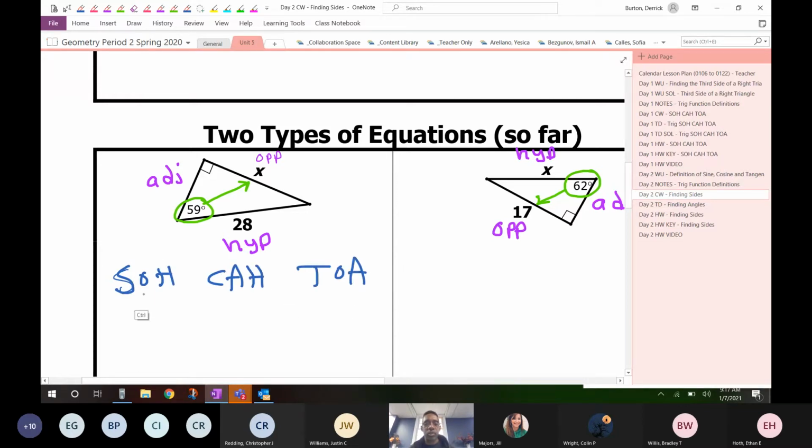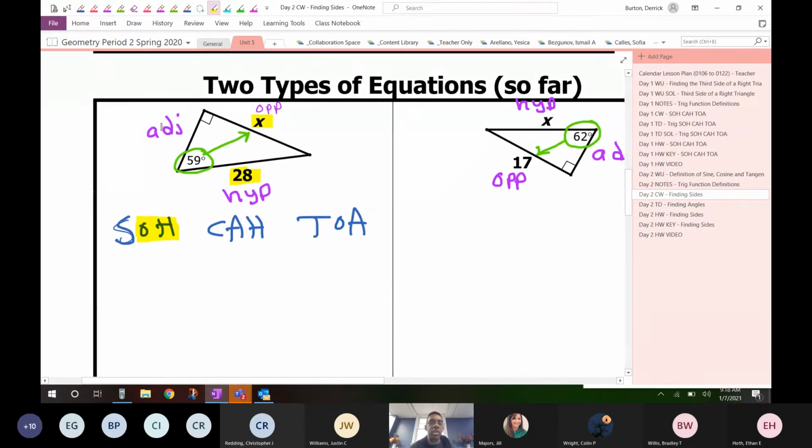You have to decide which one of these we're going to use. Notice the 28 is the hypotenuse. The x is opposite. So that's opposite and hypotenuse. That's the sine function. So when you set up your equation, it would look like this, where you have the sine of 59 is equal to opposite over hypotenuse, so that's x over 28.